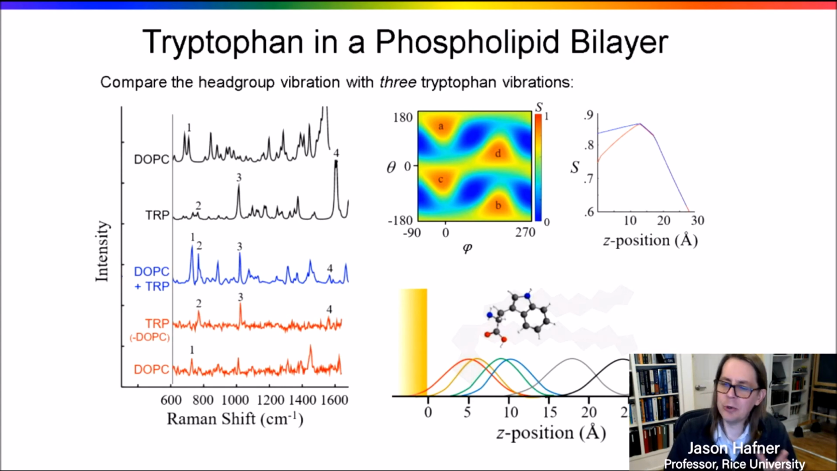But we could also move the tryptophan in Z. That's what this XY plot is: by looking at where the similarity maximized in Z, we could figure out where the tryptophan is sitting in terms of depth in the membrane. There was no way to actually measure that. You can guess based on chemical interactions, but this was the first actual measurement of where tryptophan is sitting, and we were able to do it with this new method based on surface-enhanced Raman.